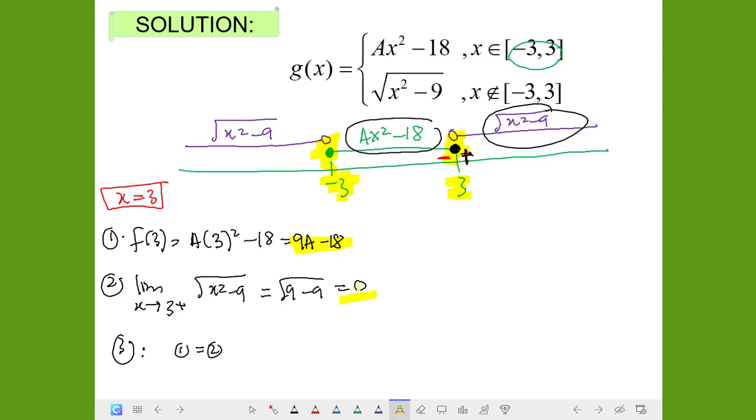This one is equal. So 9a minus 18 is equal to 0. 9a equals 18. Therefore, a is equal to 2. Okay, we don't have to take negative 3 here because of it. That's fine. a is equal to 2, using x is equal to 3.